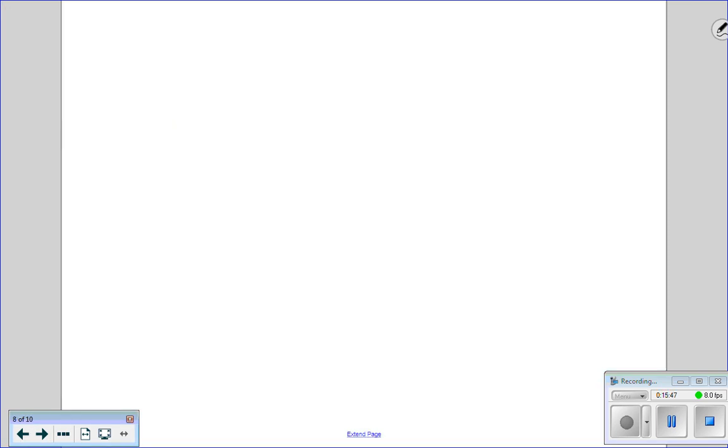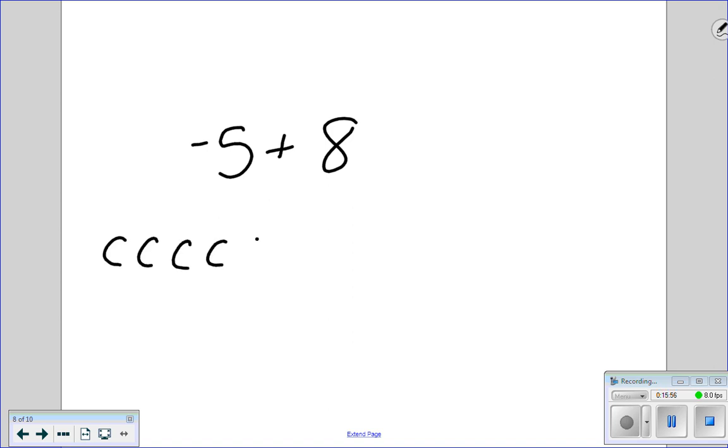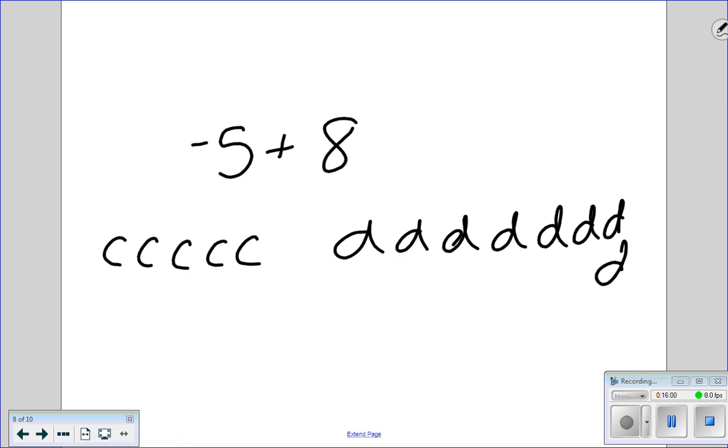Let's do -5 plus 8. So I have 5 cats. I have 8 dogs. If 5 cats run out, how many dogs are going to run out? 5 cats run out. How many dogs are going to follow, Logan? 5. What do I have left? 3 dogs, which are positive. Positive 3. There you go.